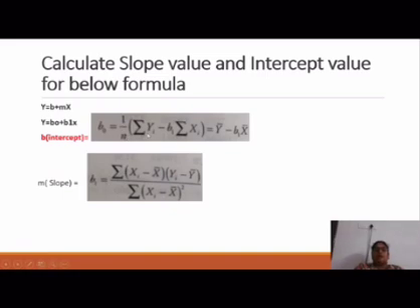So 1 by n into summation of yi minus b1 summation of xi. In short, you can write this as y bar minus b1 x bar. Similarly, if you want to calculate the slope, b1 is equal to summation of xi minus x bar into yi minus y bar, divided by summation of xi minus x bar whole squared.